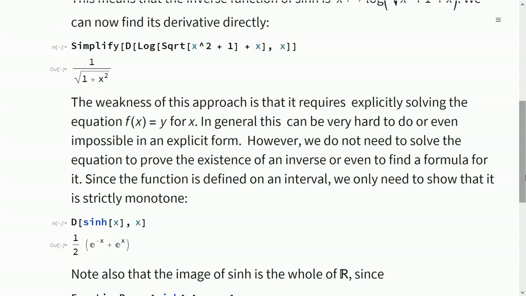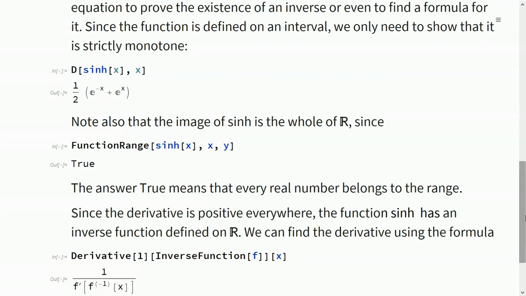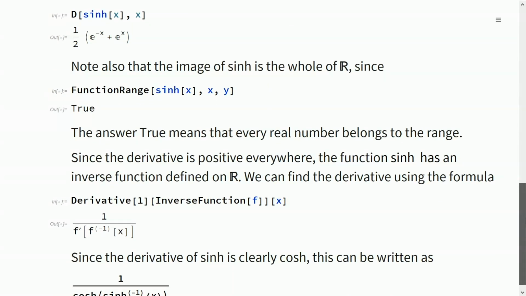We notice that the weakness of this approach is that it requires explicitly solving the equation f of x is equal to y for x. In general, this can be very hard and maybe sometimes even impossible to do in explicit form. However, we do not need to solve the equation to prove the existence of an inverse function or even to find a formula for it. Since the function is defined in an interval, we only need to show that it is strictly monotone. We note also that the image of sinh is the whole real line. So since the derivative is positive everywhere, the function sinh has an inverse function defined on the whole R.